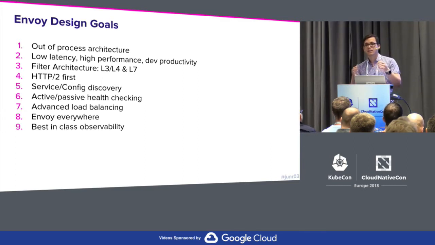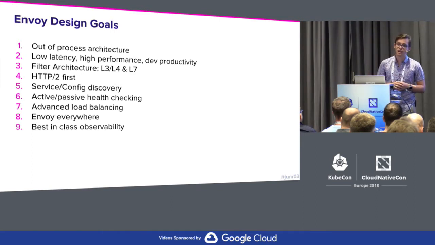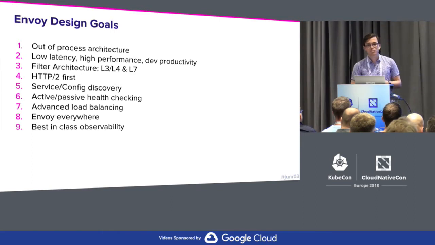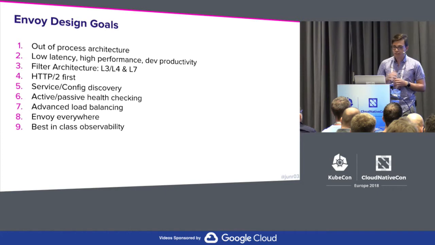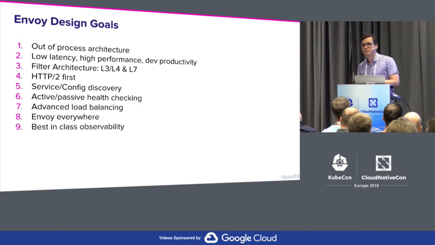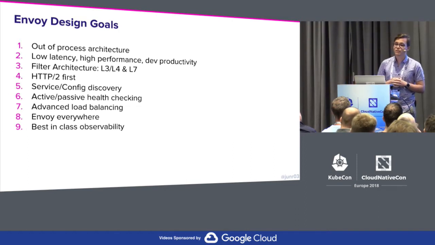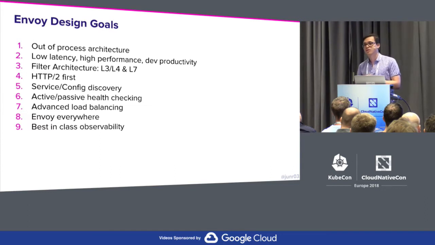It's only until recently that other proxies, like, for example, Nginx, have caught up and supported HTTP2. But we knew from the beginning that it was going to be important to design Envoy with HTTP2 in mind as a first-class citizen. And we also have a very rich service discovery system, and also config discovery system, and that's what I'm going to focus on in the latter half of this talk.